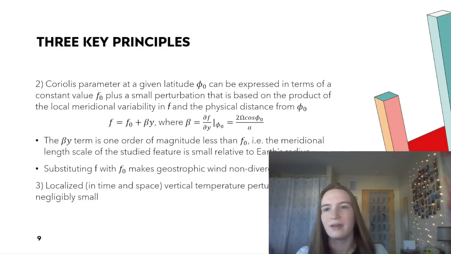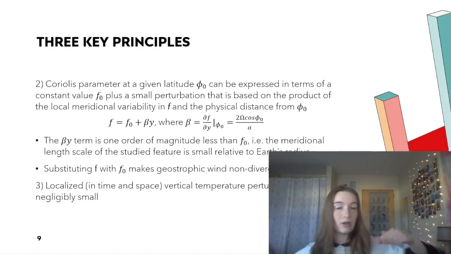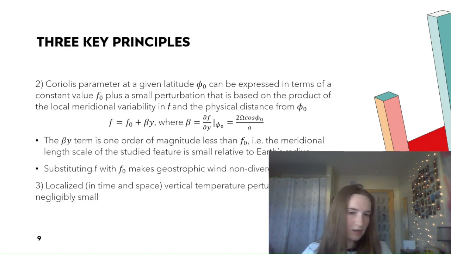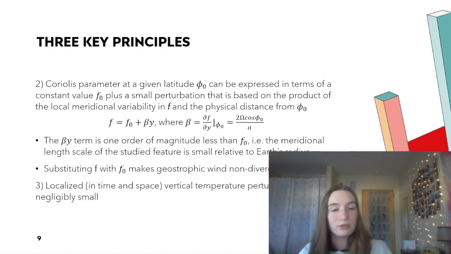Not that hard. It's an order of magnitude less than f naught. So really, Coriolis isn't changing that much, but it's enough that we want to make sure we're using the correct latitude in our equations. We did this some last year in some of the labs, so this should be review. If we substitute f with f naught, that makes the geostrophic wind non-divergent. Again, divergence leads to sinking motion, convergence leads to rising motion. So if it's non-divergent, it also means non-convergent. That means there is no vertical motion.